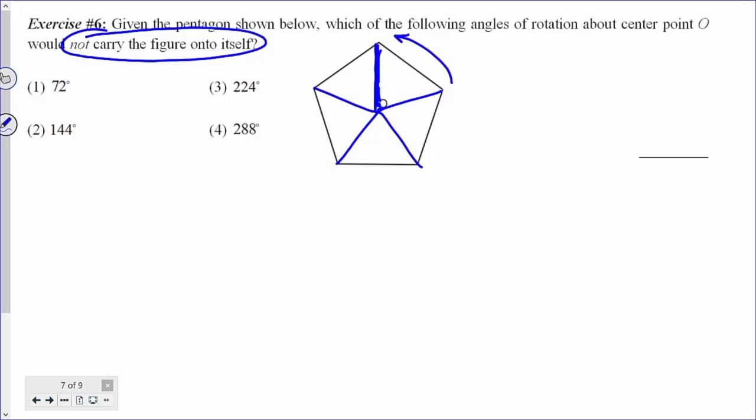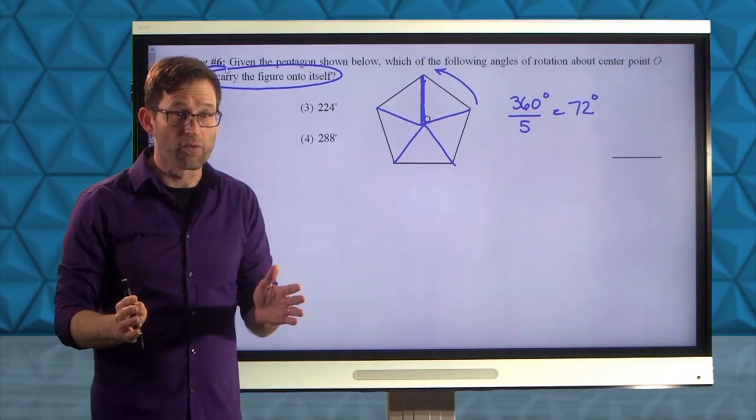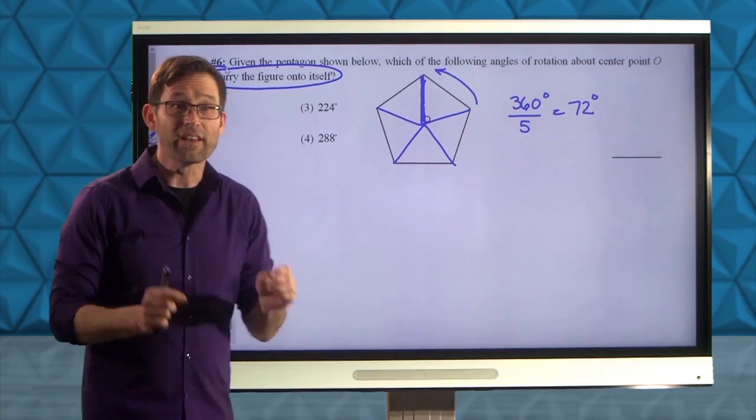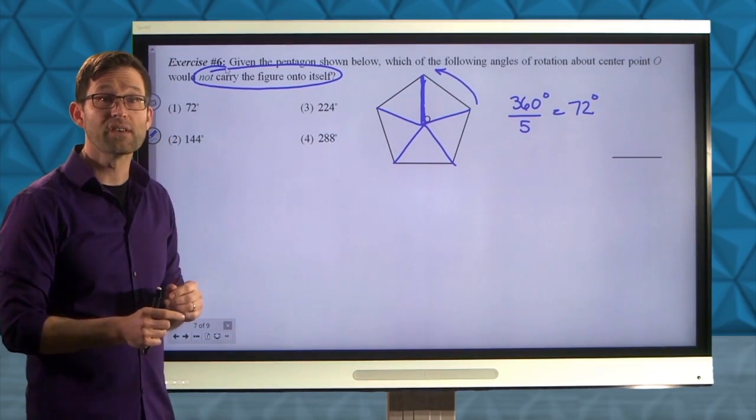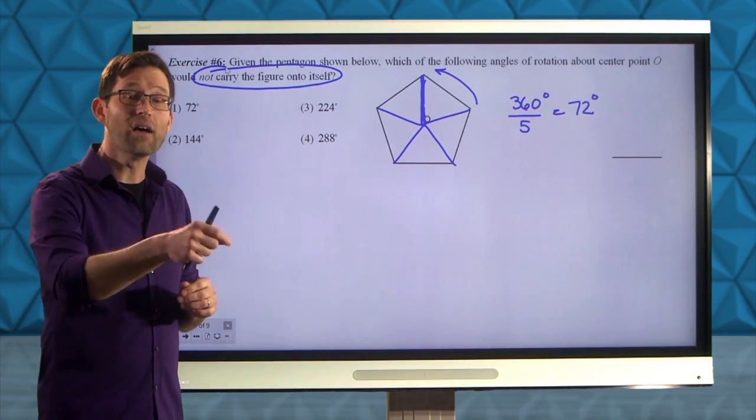But how much is that? Well, that minimum angle of rotation will be 360 degrees divided by how many angles make up that full rotation, and that's 5. And if I do 360 divided by 5, I get 72 degrees. But be careful, of course, because choice 1 isn't correct, right? Even though it says 72 degrees, that's an angle that does work.